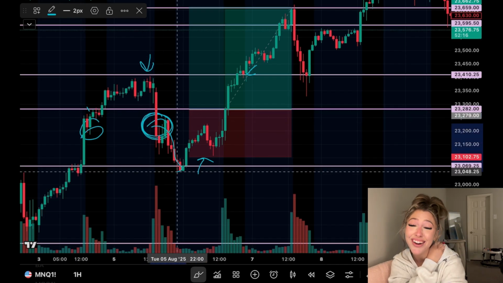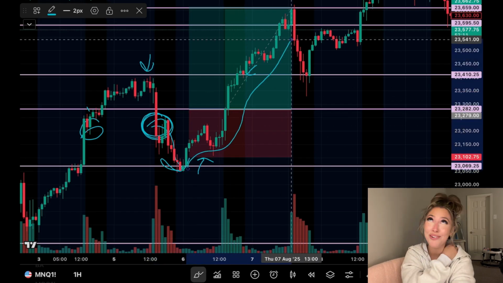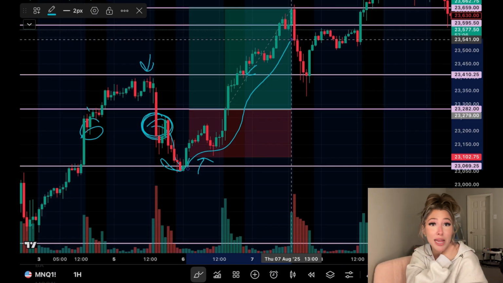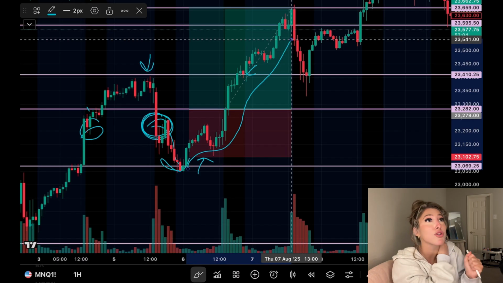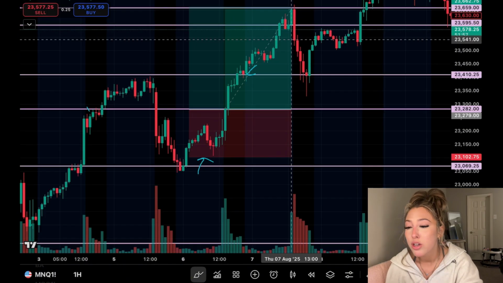Because you're going to hold it all the way back here. And this is ours. You don't want to do that, sweating the whole time, praying to God, holding. No, you held for too long. You entered at the wrong place. We enter near breaks of structure, and our stops are at break of structure. Okay, continuing.